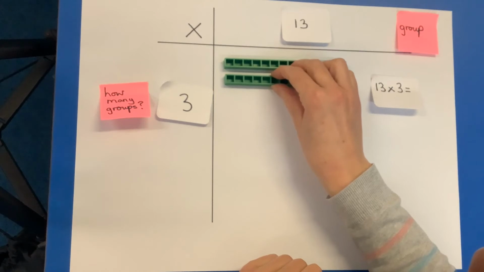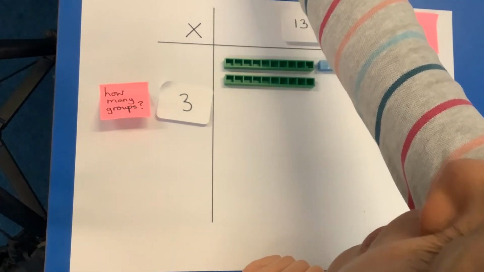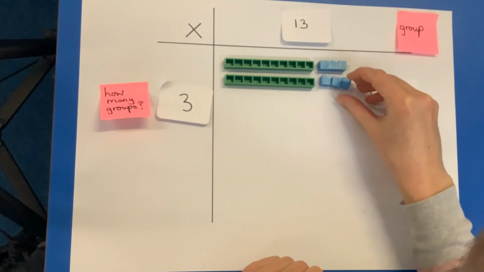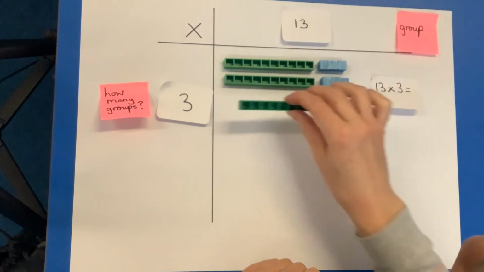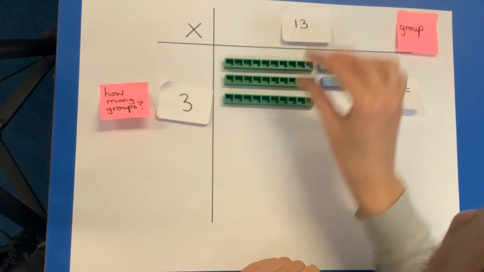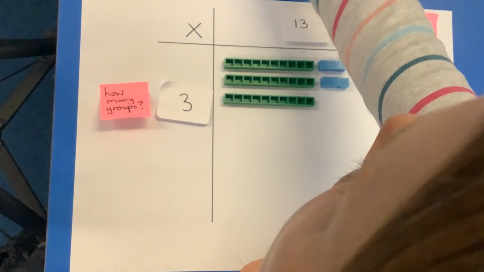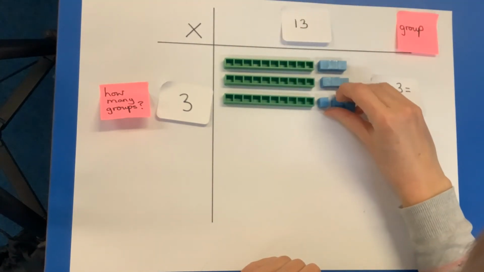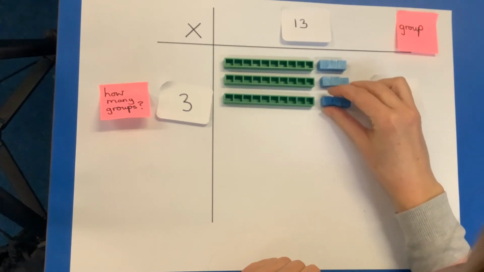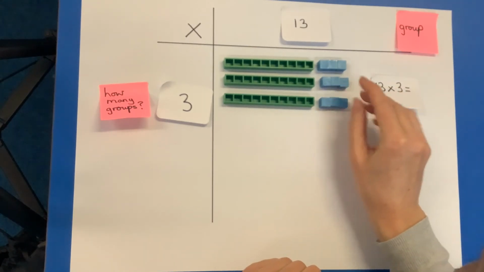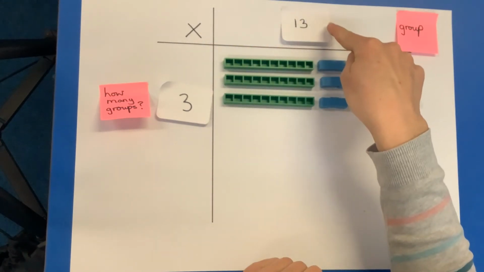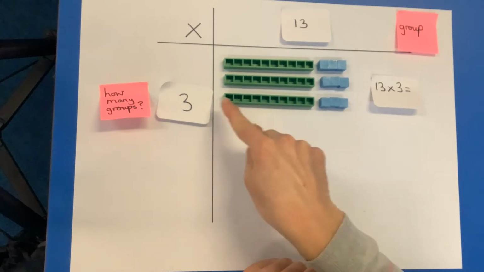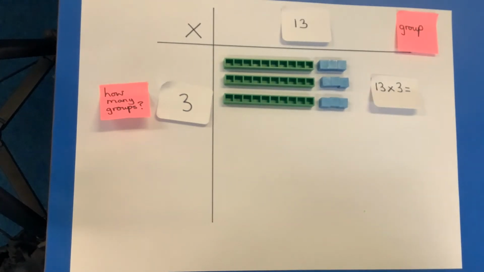Let's do ourselves another group of 13. And 3 groups of 13, like I said. We need this, and we need these. Okay. So I've now got 13 times 3. I've got the number 13 and I've timesed it by 3 groups. So the question is, what's going to be the answer?